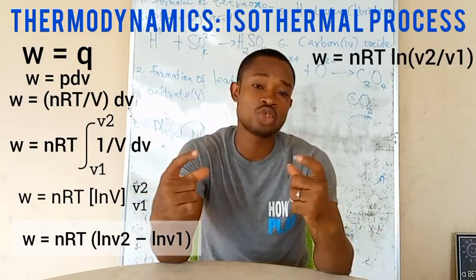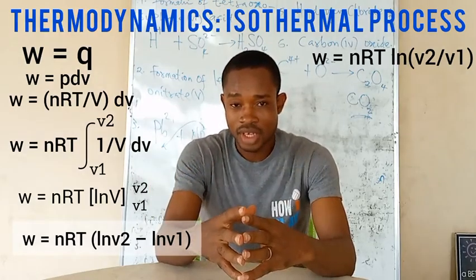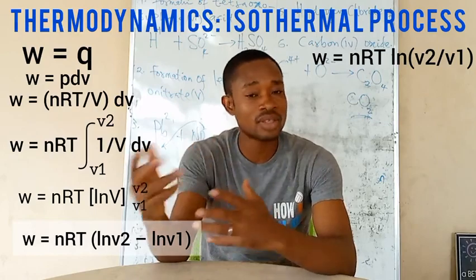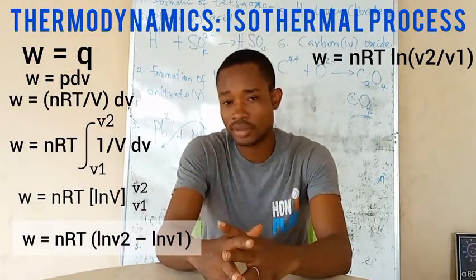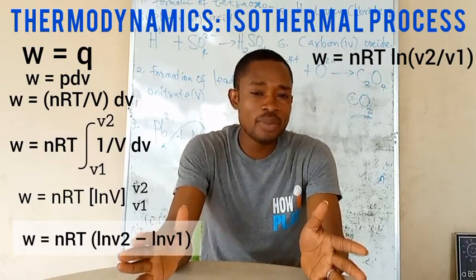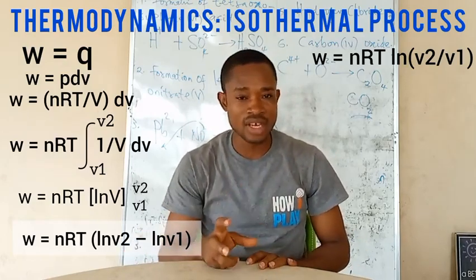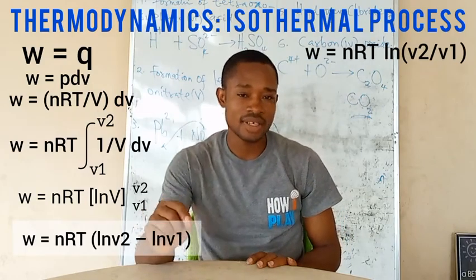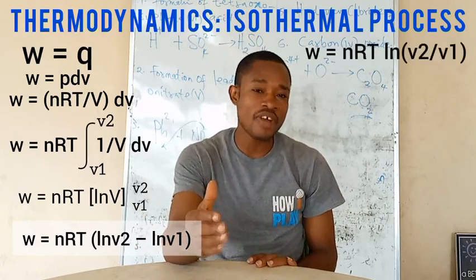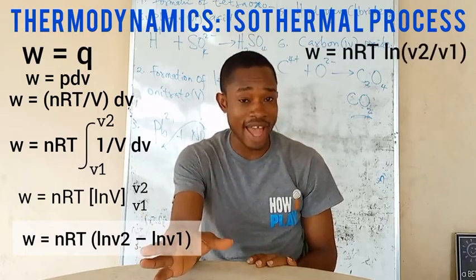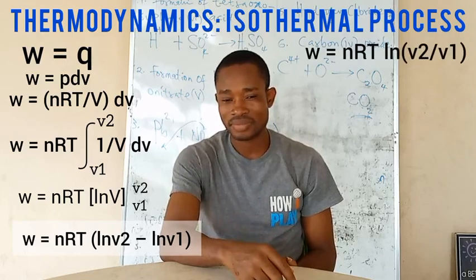Because if you are subtracting two logs that are in the same base, the key part of the logarithm is going to be the first number over the second number, which in this case we have V2 over V1. So what have we been able to establish? The isothermal work W is given as nRT ln V2 over V1, where V2 is the final volume of the working fluid of the gas and V1 the initial volume of the gas.